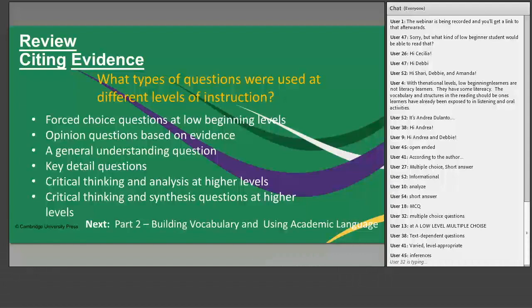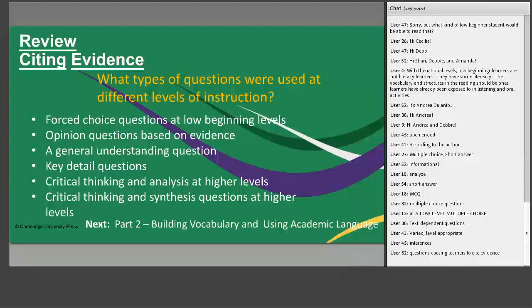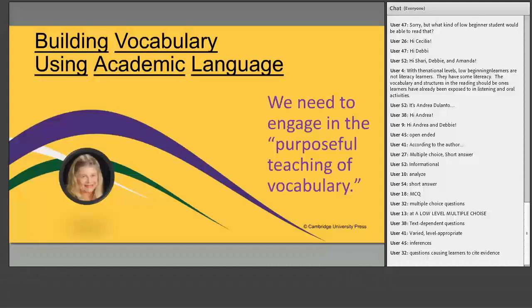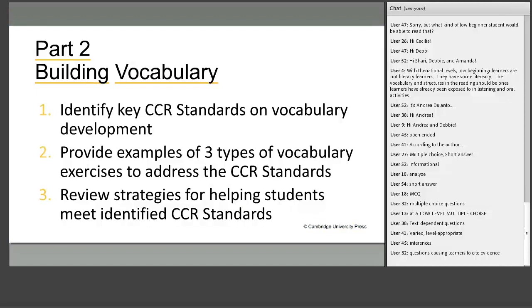So next is part 2, building vocabulary and using academic language with Gretchen. Good afternoon, everyone. As we realize the increasing importance of our learners needing academic skills, vocabulary becomes an important focus. In a recent webinar called Introduction to the English Language Proficiency Standards for Adult Education, the presenter, Marianne Fideli-McLeod, emphasized the need for us to engage in the purposeful teaching of vocabulary in order to give ESL learners the skills they need to transition to work or college.